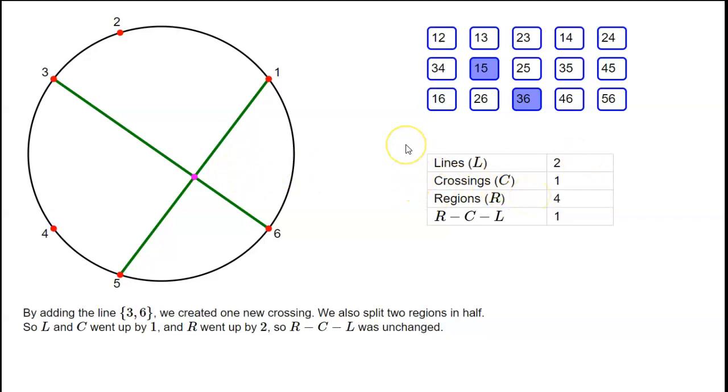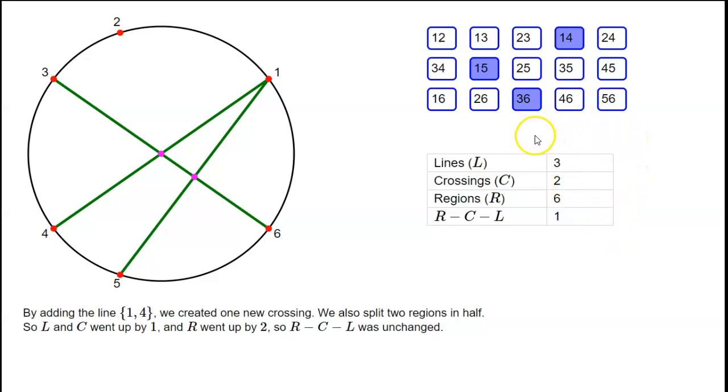And now we used to have two regions, but each of the two regions has now been split in two. So we've got two extra regions, 4 regions in total. But if we look at R minus C minus L, that's 4 minus 1 minus 2, that's still equal to 1. So let's add another line, like here, say. Every time we add one of these, L is going to go up by 1. And in this case, C has gone up by 1 again. Now there's 6 regions, so R is up to 6, but still R minus C minus L is equal to 1.